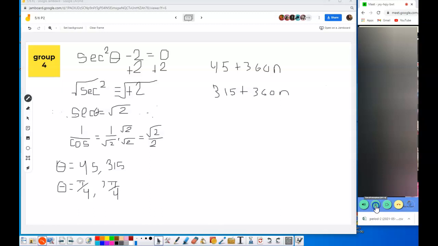Hello, group 4. Good morning. I see you've got some great work up here. One little thing: when we take the square root of both sides, we got secant of theta equals √2, and you should have a plus or minus. Would it still equal radical 2 over 2? Yes, but it would be plus or minus √2/2. You've got the angles for the positive √2/2. Now you need to find the angles for the negative √2/2. Other than that, you've got it so far.